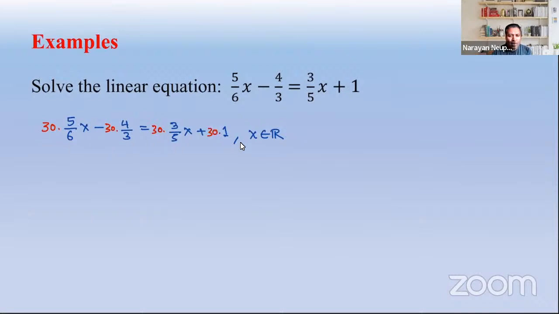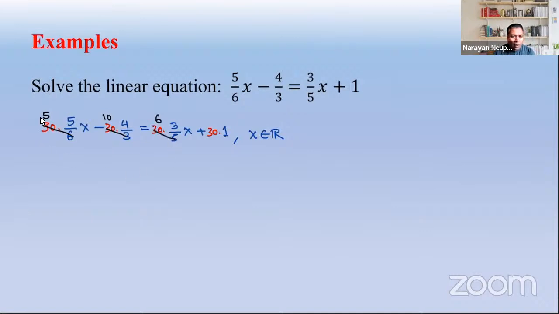Just like that. So if we multiply by 30 throughout, in the next step, the equation will be the equation without the fraction. First, here we have 30 in the numerator and 6 in the denominator. If we divide that, 30 divided by 6 is 5. In the second term, 30 divided by 3 is 10. Here on the right, 30 divided by 5 is 6. So we can cancel all those denominators like that.